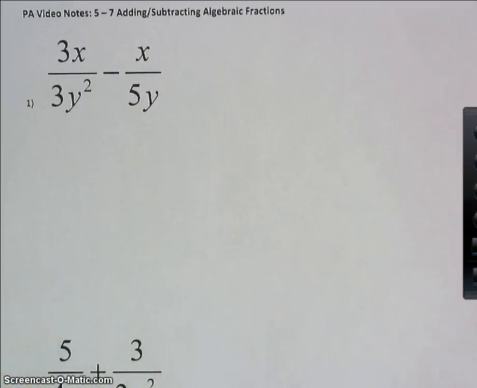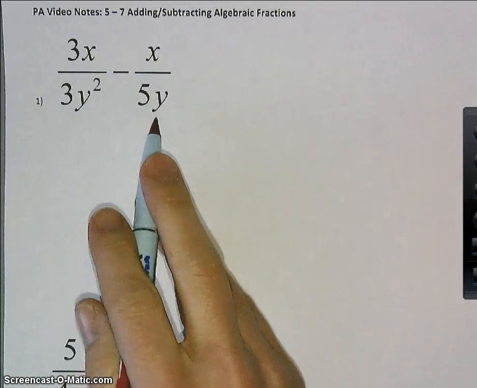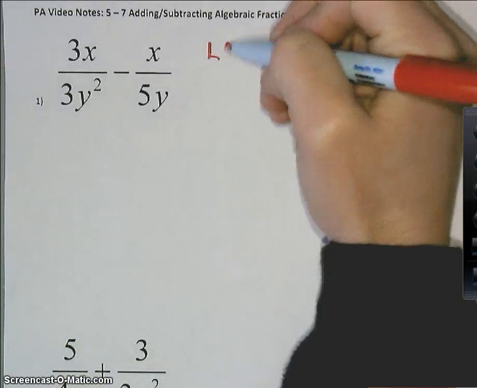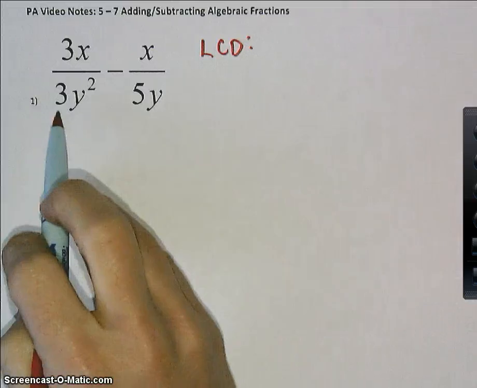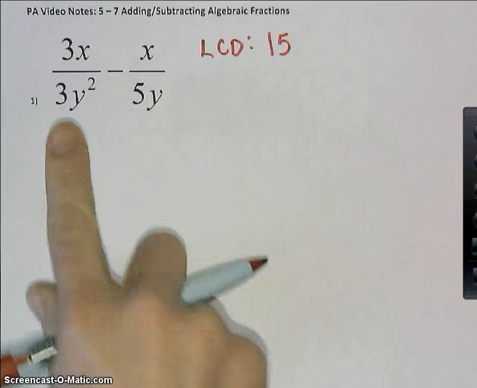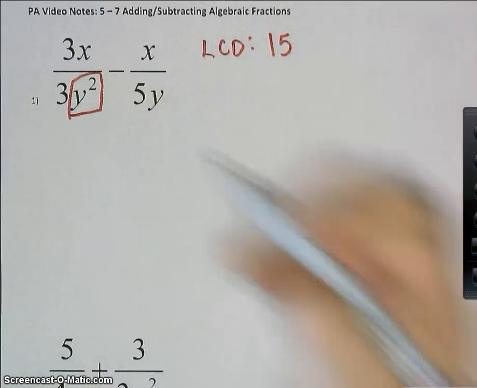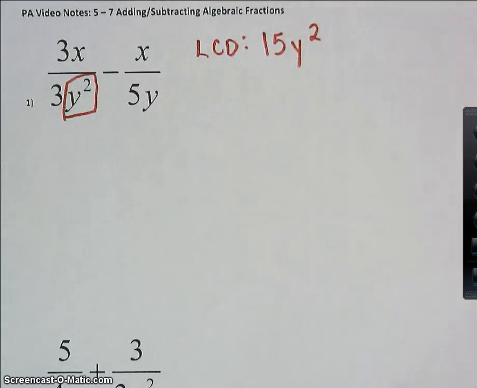Okay, so first step, when you are adding and subtracting fractions, you look to see if they have a common denominator. Well, this one does not have a common denominator, so you need to find the LCD. Okay, well we did this yesterday. The LCD between 3 and 5 is 15. And then you look at your variables. The biggest exponent for y is y squared. So your LCD is 15y squared. So that's what you're trying to get to.